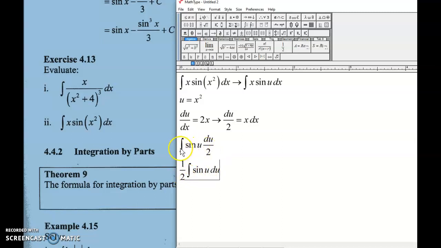So we move out the constant and we just integrate sine u. Sine u, when you integrate it, will be equal to negative cos. So just multiply it in, and substitute back u, don't forget that, x squared. So this will be the integration of this equation. So that is how you conduct integration by substitution.